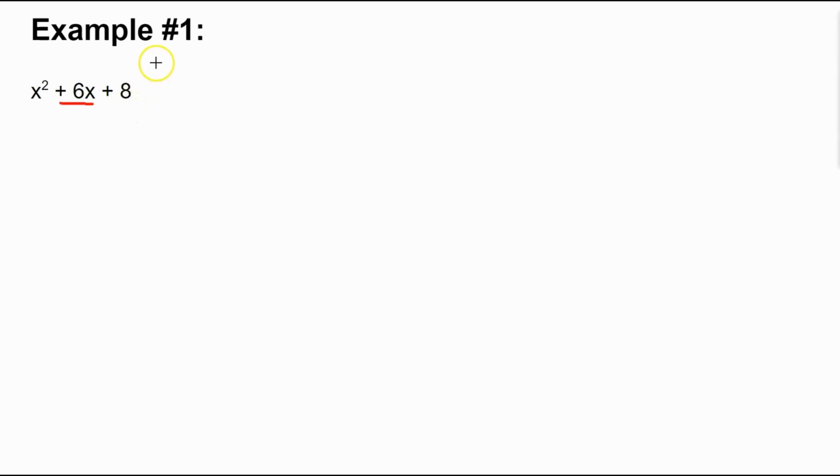Once you have this b term, what you want to do is follow this little formula, but we're not going to do anything with the function just yet, so we're going to write it off to the side. So what I'm going to write is the b term divided by 2 and then square it. So our b term is 6. So 6 over 2 squared. So 6 over 2 is 3, and when you square 3 you get 9.